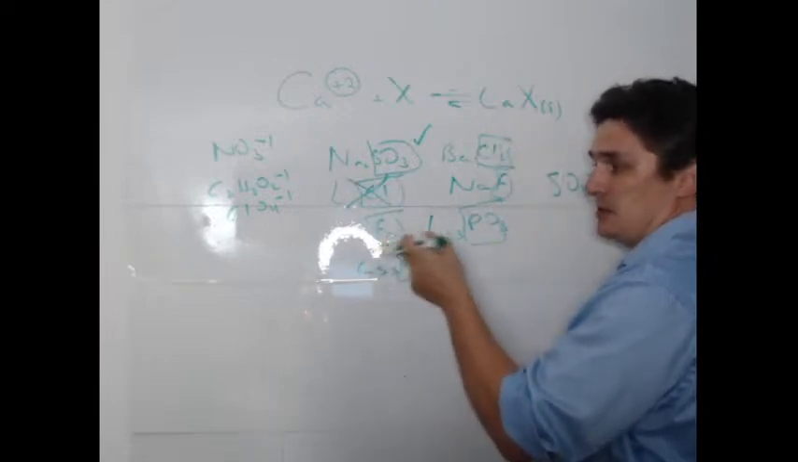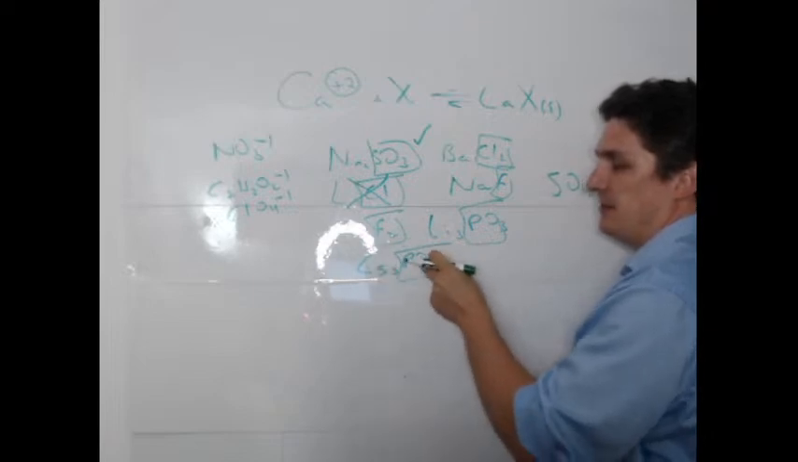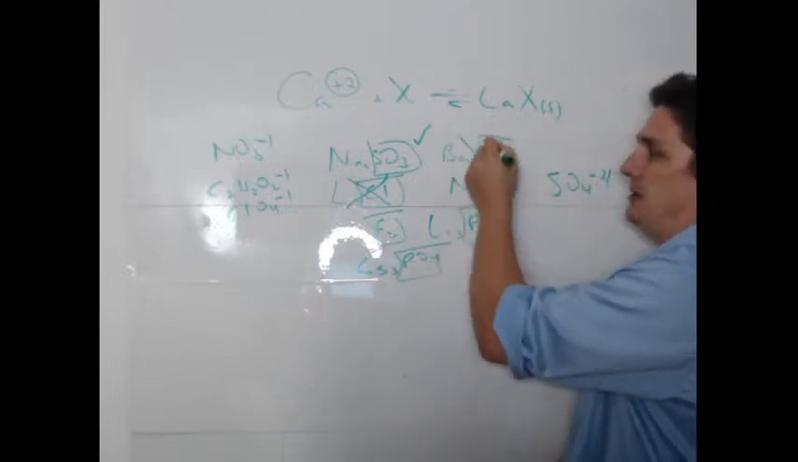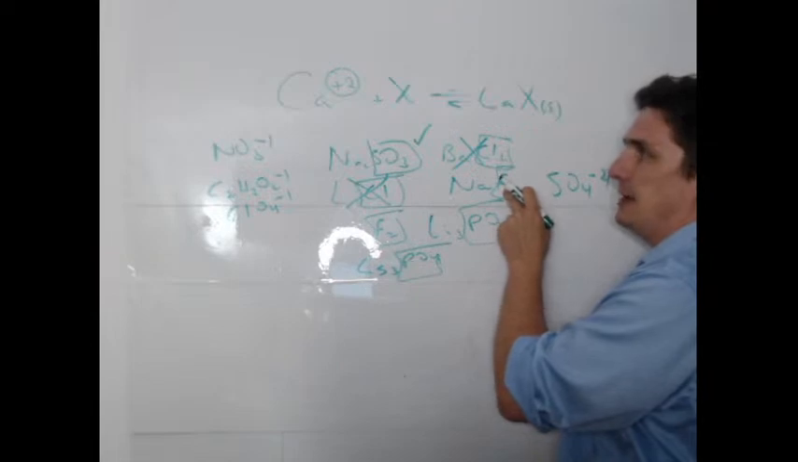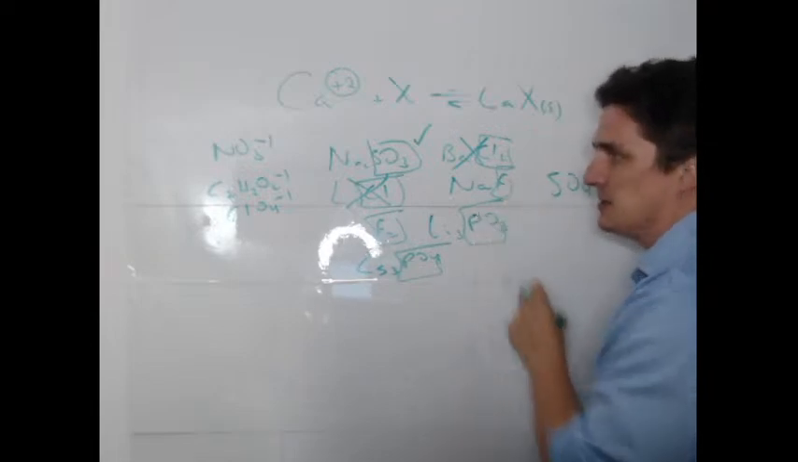Magnesium fluoride, there's a possibility. Calcium phosphate, phosphate would definitely be insoluble. Barium chloride wouldn't work. Fluoride here would probably work, and then we've got our phosphide.